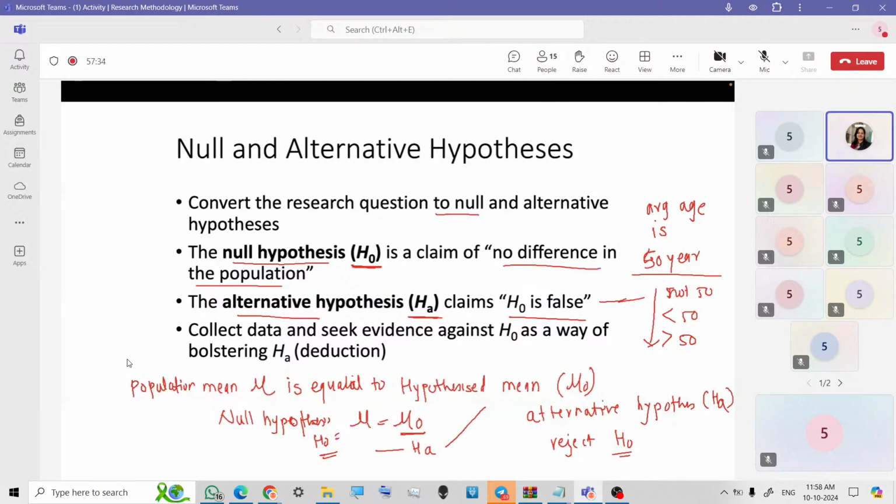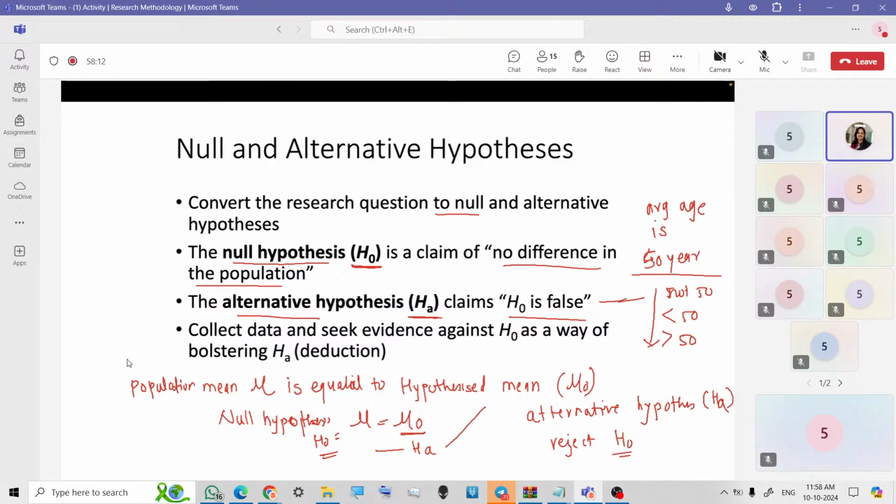HA, which says that it is a negation of your null hypothesis, saying that the claim H0 is false. So whenever I'm saying that there is no difference in the population, then I can say that yes, there is a difference in the population, is my alternative hypothesis. So for example, if I'm saying that the average age of a person for doing some task is 50 years, is my null hypothesis. My alternate hypothesis is not 50 years, less than 50 years maybe, or greater than 50 years. So it has to be written in this form, whether not equal to or less than or greater than. So this is called as an alternative hypothesis.